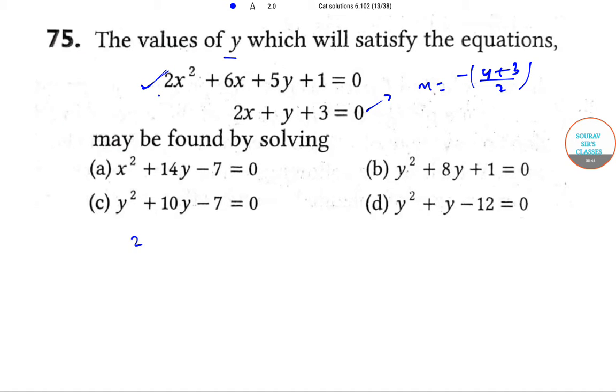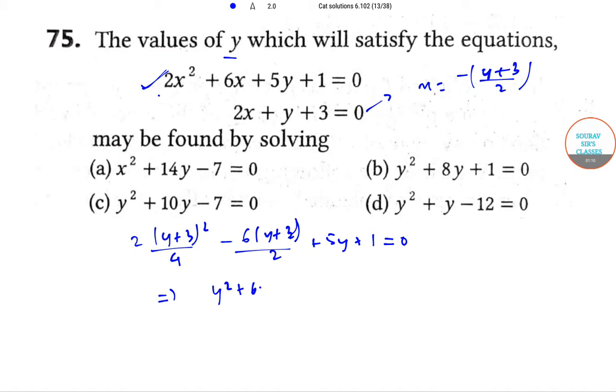we get 2 into (y plus 3) whole squared by 4 minus 6 into (y plus 3) by 2 plus 5y plus 1 is equal to 0, or (y squared plus 6y plus 9) by 2 minus 3 into (y plus 3) plus 5y plus 1 is equal to 0.